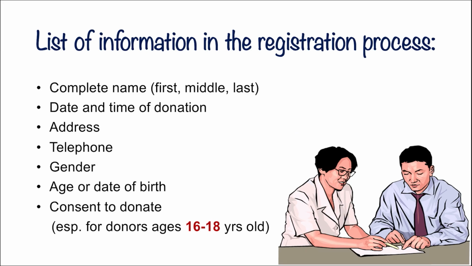So what is the age requirement for a consent to donate? So it's 16 to 18 years old. Okay, especially, you need a consent from their parents. So if the donor is already an adult, then the donor can provide a consent for himself. But if it is 16 to 18 years old, then it needs a consent from the parents.